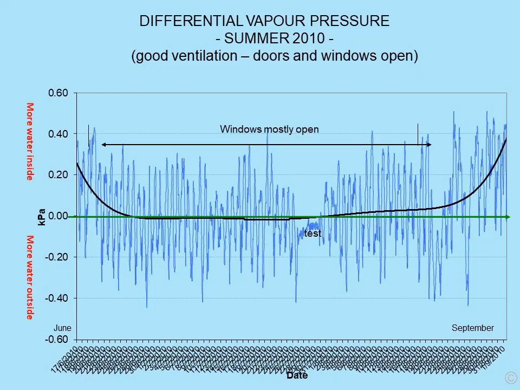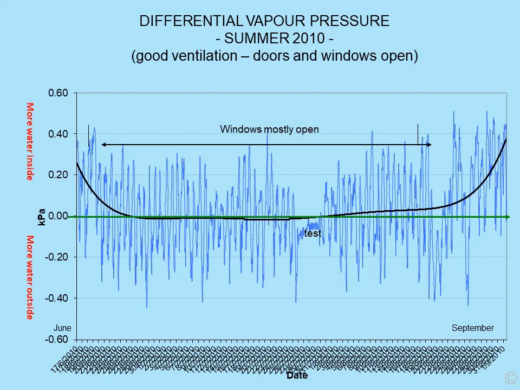This is what I would loosely call the neutral point. It is the balance between water inside and water outside. It's so-called neutral. And on this you can see during the warmer months of the year, on average there's as much water in the house as there is outside.